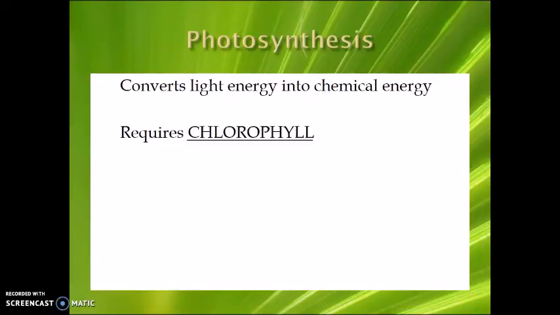So what does photosynthesis do? Photosynthesis takes light energy in the form of light, a type of energy that we as animals cannot use, and it converts it, it changes it into chemical energy. Now, chemical energy is a form of energy animals can use, and it's going to require the use of chlorophyll. Remember, chlorophyll is a pigment. It's a pigment that looks green, and it is the best pigment for doing photosynthesis.